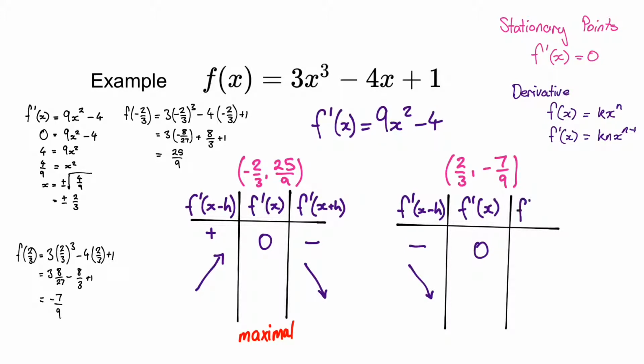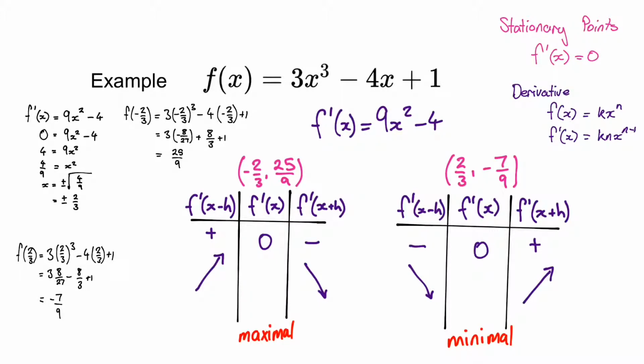And then we can have a look at a point that's higher than our stationary point. Seeing our stationary point occurs at 2/3, a number that's higher than that would be when x is equal to 1. So then we can put that into our derivative. So 1 squared is going to be 1, 1 times 9 is 9, and 9 minus 4 is going to be 5. So that gives us a positive value, and our graph goes up. From this, we can see that our point 2/3, minus 7/9 is going to be a minimal point.